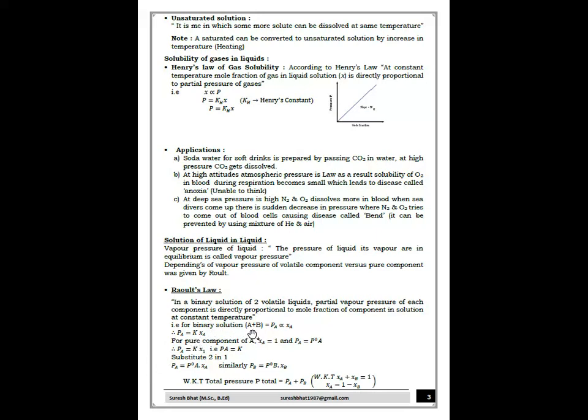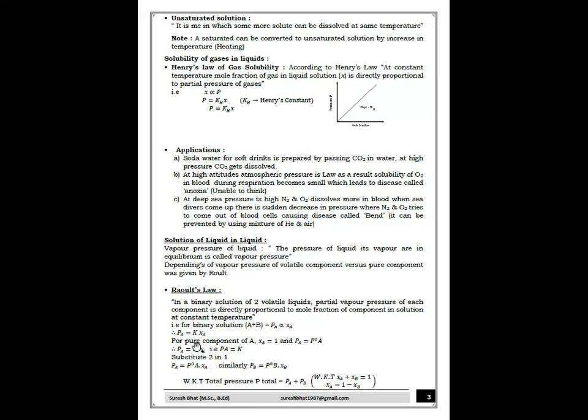So I said beaker A and B, so I take it as an A plus B solution. PA: what is PA? The partial pressure exhibited by component A is directly proportional to the mole fraction of component A. Now this is for the binary solution A plus B. We can express this by removing the proportionality sign: the partial pressure of component A is equal to K into the mole fraction of A, where K is the proportionality constant.